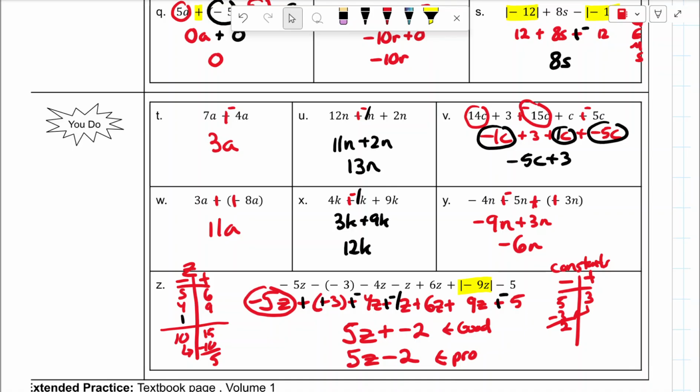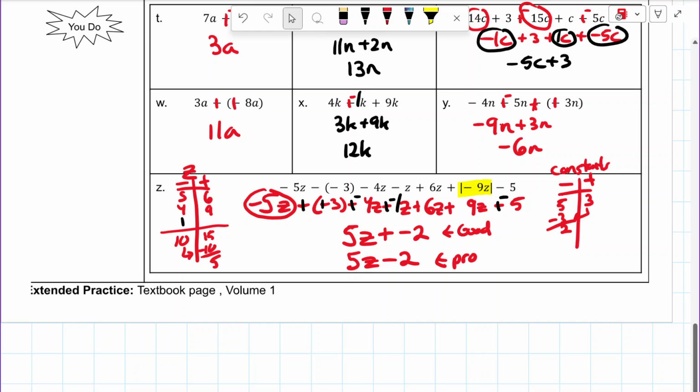Down here on Z, I do want to note that there are so many terms that I had to use t-charts to stay organized. I had a Z t-chart, and then I had a constant t-chart on the right. And so after I used the additive inverse all the way through, well, first I did the changing my absolute value into 9Z right here. Then I brought everything down, and then I used the additive inverse on every subtraction sign I could see. And then I put all the Z coefficients into the Z coefficient t-chart, and then I put all of the constants into the constant t-chart.